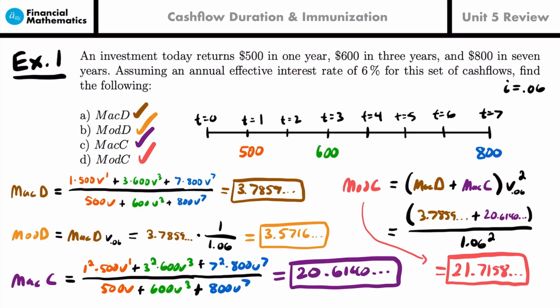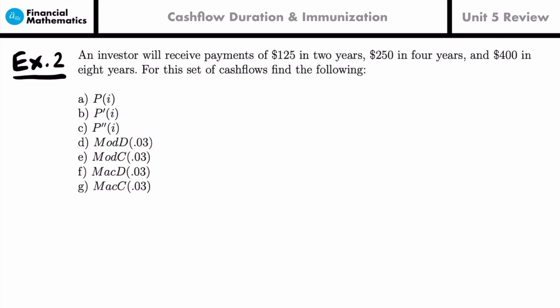Let's take a look at our next review problem. All right, so for our second review problem, we have an investor will receive payments of $125 in 2 years, $250 in 4 years, and $400 in 8 years. For this set of cash flows, find the following.